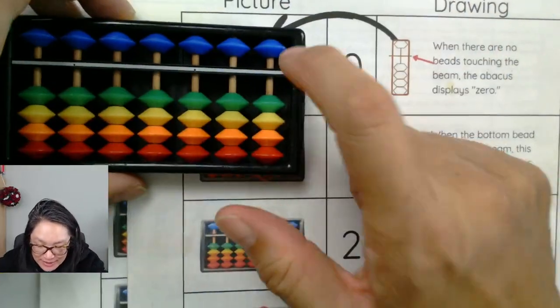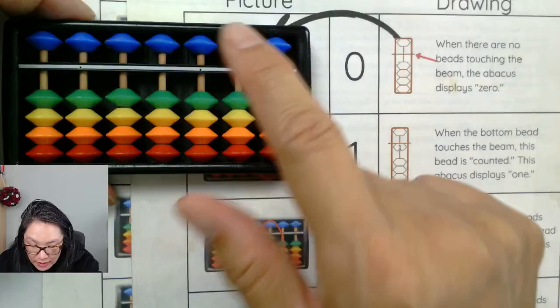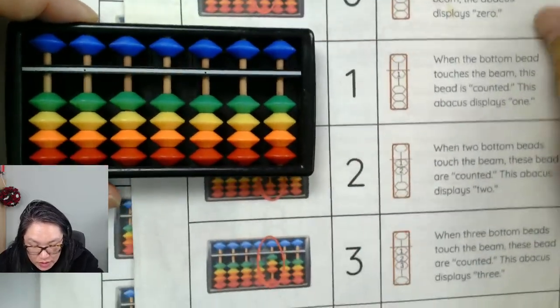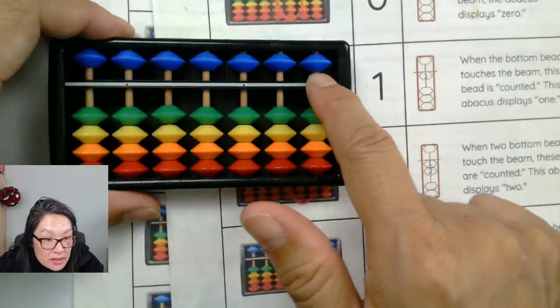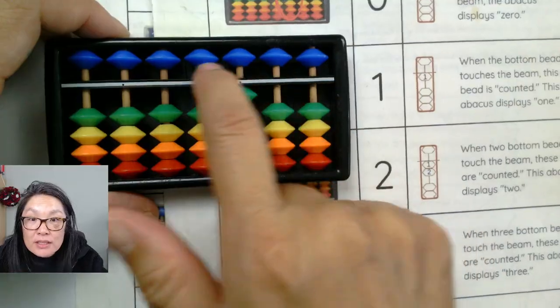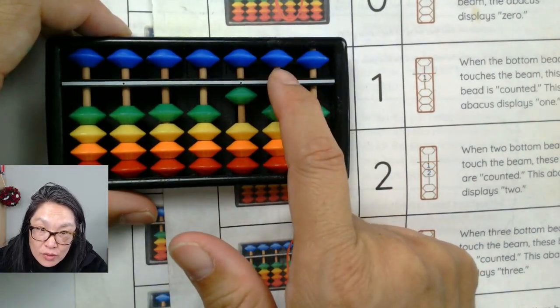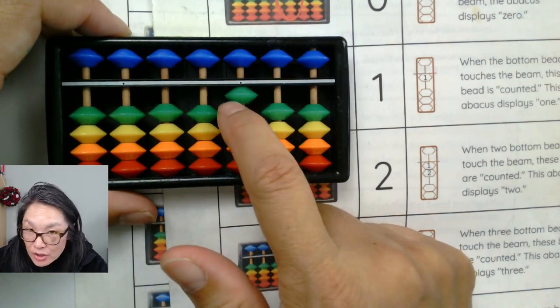So what's going to happen is this thing right here is the horizontal bar. This is the horizontal bar, and this horizontal bar is what tracks our numbers. So when we look, this is 0. None of the beads are touching this horizontal bar. So what's going to happen is when I do this, this is 1. How do I know this is 1? Because now the beads are touching the horizontal bar. The horizontal bar is tracking this number.